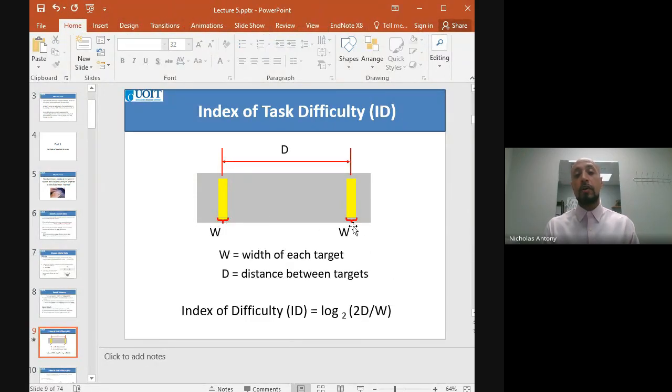So when we have smaller targets, or the targets are further away from each other, based on this part of the equation, movement time would increase, or the difficulty would increase.